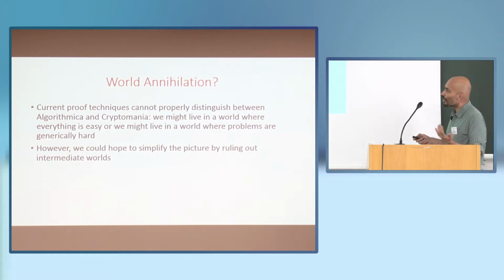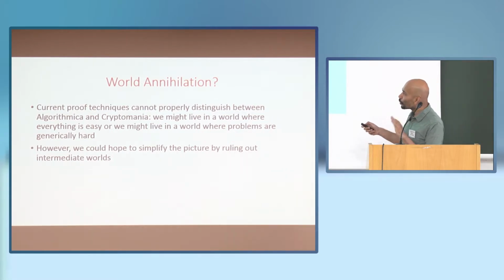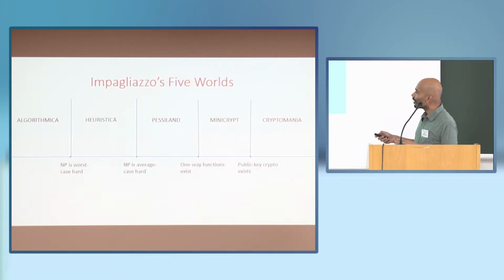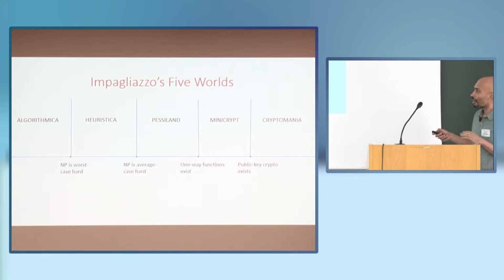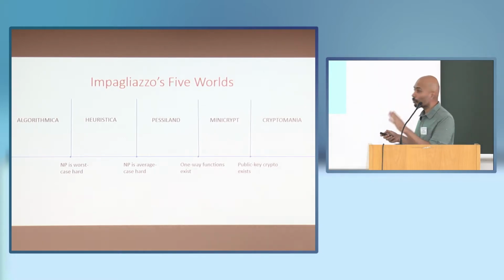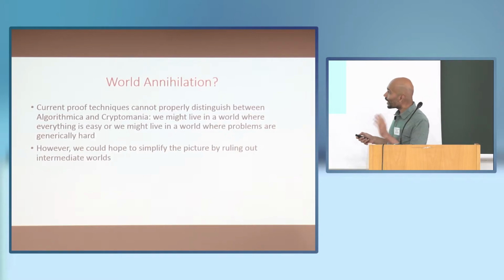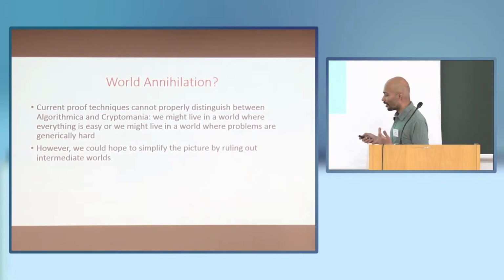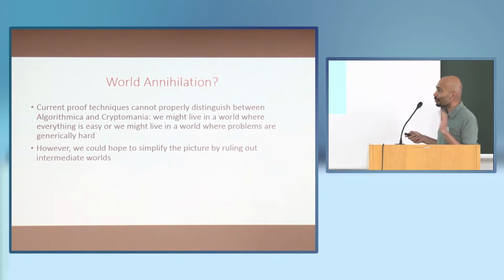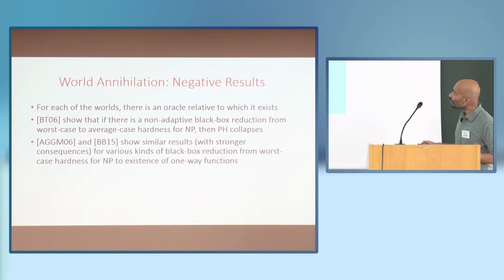Now, somewhat surprisingly or strangely, I think current proof techniques can't really distinguish between the farthest of these worlds. So this world and this world are pretty much indistinguishable in terms of the proof techniques that we have. We can't really distinguish between things being very easy and things being very hard. But what we can hope to do is to perhaps rule out some of these intermediate worlds, say that maybe Heuristica or Pessiland just don't exist.